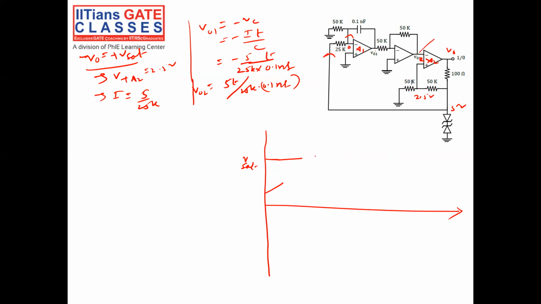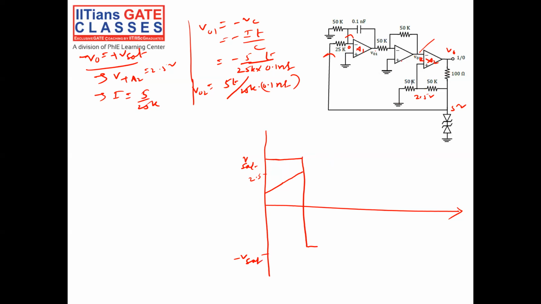When it reaches 2.5 volt, for this comparator, V negative will be more than V positive. So V0 will be changing to minus V set. It will stay there because my comparator has V0 reaching 2.5 volt.